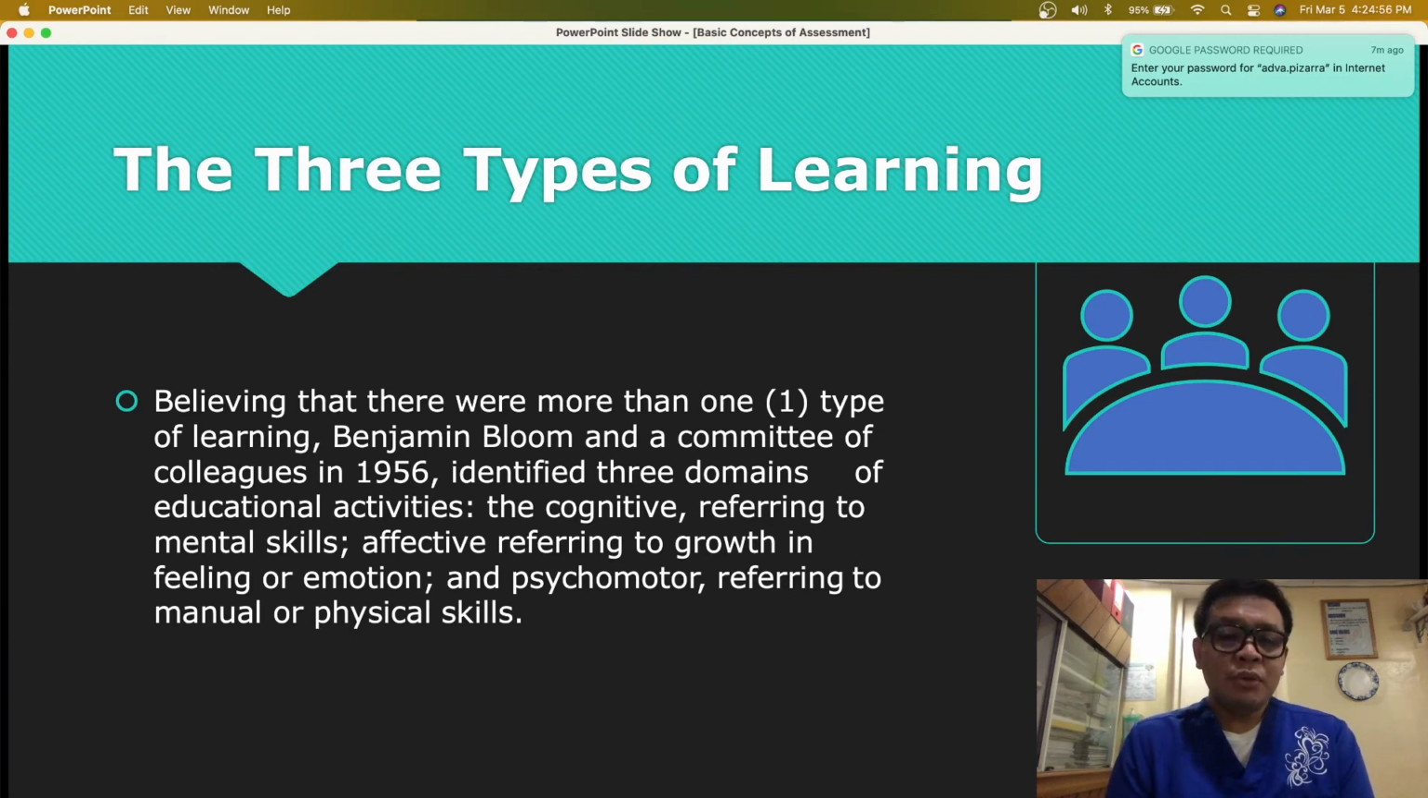So, the three types of learning, believing that there is more than one type of learning. That's with Benjamin Bloom and the committee of colleagues in 1956, who identified domains of educational activities. The cognitive, referring to the mental; the affective, referring to growth, feeling or even emotion; and psychomotor, referring to manual or even physical skills. These types of learning were tackled in our discussion in our previous meeting, so I don't have to emphasize them one by one.